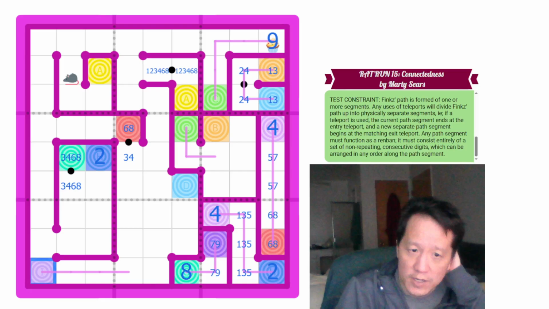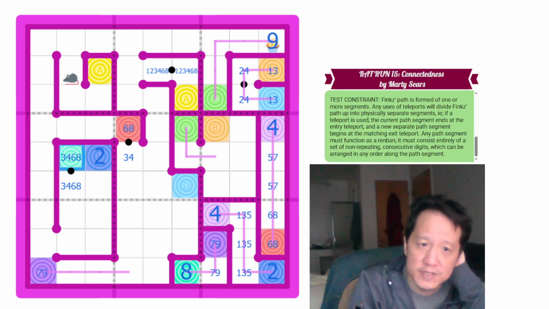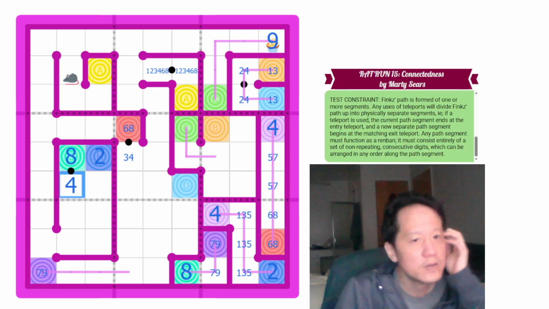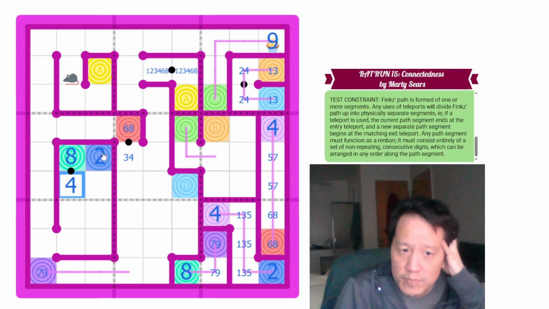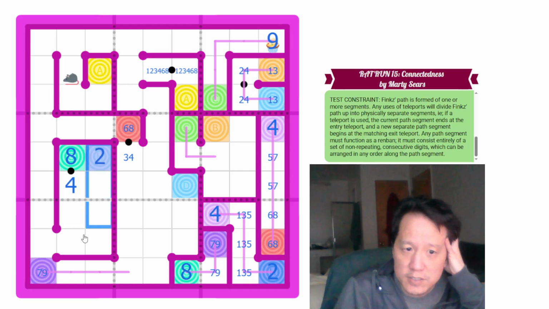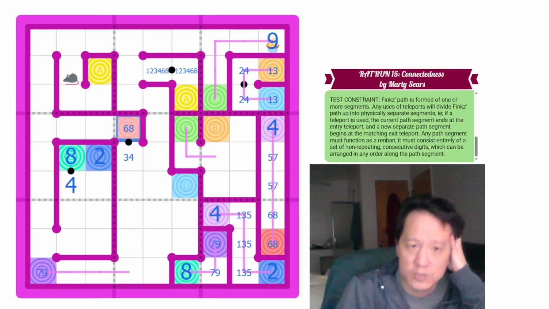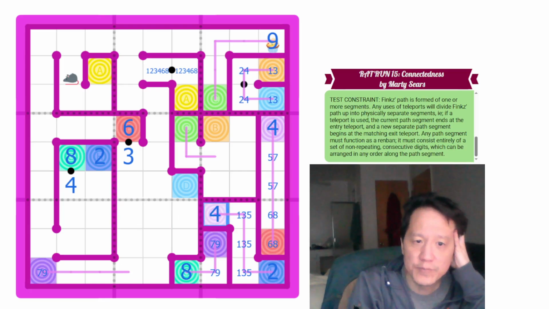This is 7 or 9. This has to be 7 or 9. This is an 8. That's interesting. And this is 4. So we need 7 digits at least, or 8. This is 8. Since this is 8, the red cannot be an 8, so it has to be a 6, which makes this a 3. This is 6, and this is 8.